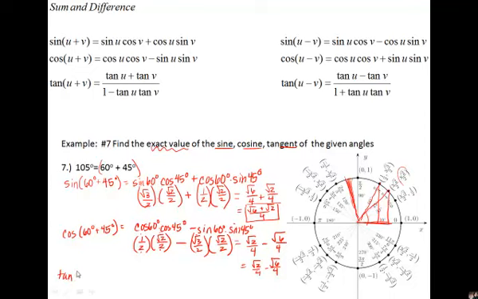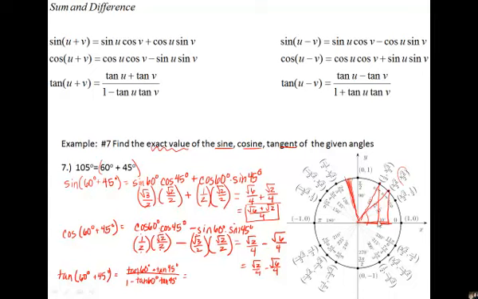And then finally, tangent of 60 degrees plus 45 degrees. So this one might be a little bit different. We're going to have to be a little careful of this one. Tangent of 60 degrees plus tangent of 45 degrees all over 1 minus tangent of your 60 degrees times tangent of your 45. The nice thing about this is you're going to be just doing tangents, but the bad thing about this is we're going to have a lot of fractions. So let's go ahead and do this.